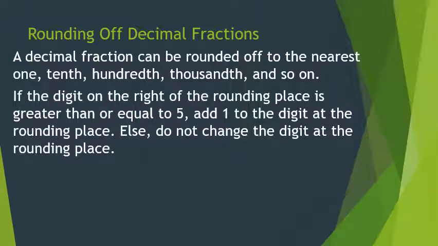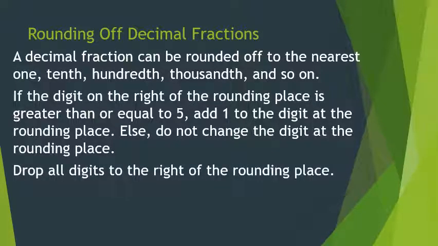And what are the steps for rounding off decimal fraction? Well, if the digit on the right of the rounding place is greater than or equal to 5, add 1 to the digit at the rounding place. Else, do not change the digit at the rounding place. Drop all the digits to the right of the rounding place.